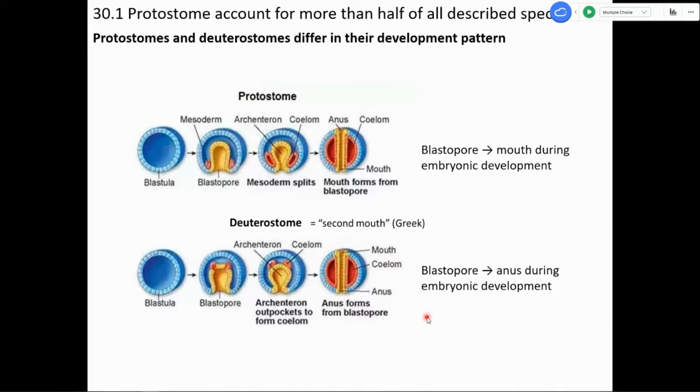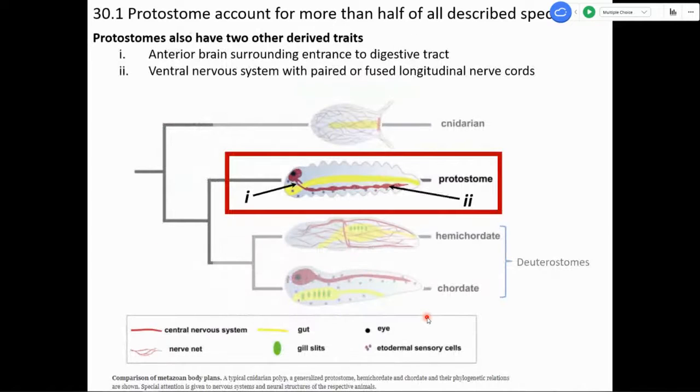So that's the essential difference between these, although there's one or two complications within that we'll mention a bit later on.